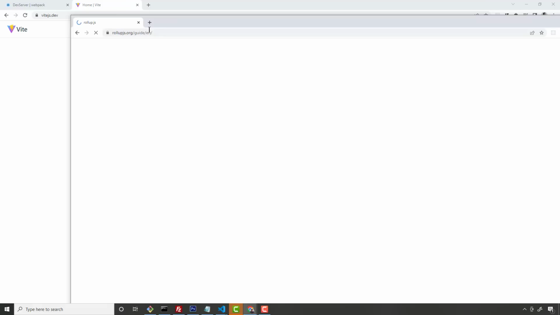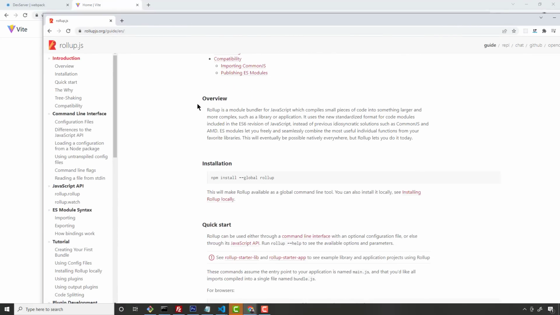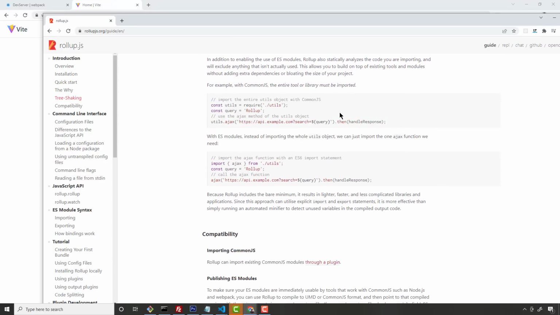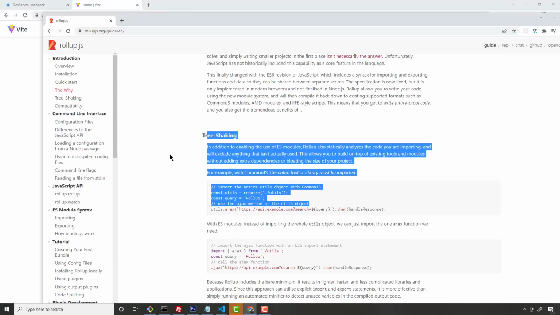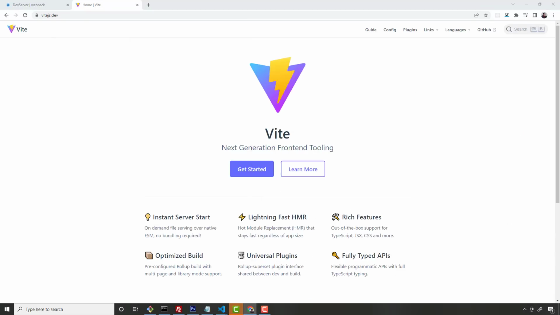Rollup.js was created by a guy named Rich Harris, and he's a pretty famous developer, but this is basically Webpack. I find it to be a little bit easier. It does the same thing, like tree shaking. In fact, it did tree shaking before Webpack did it by default. So these are two conflicting projects. Behind the scenes, Vite is actually using Rollup.